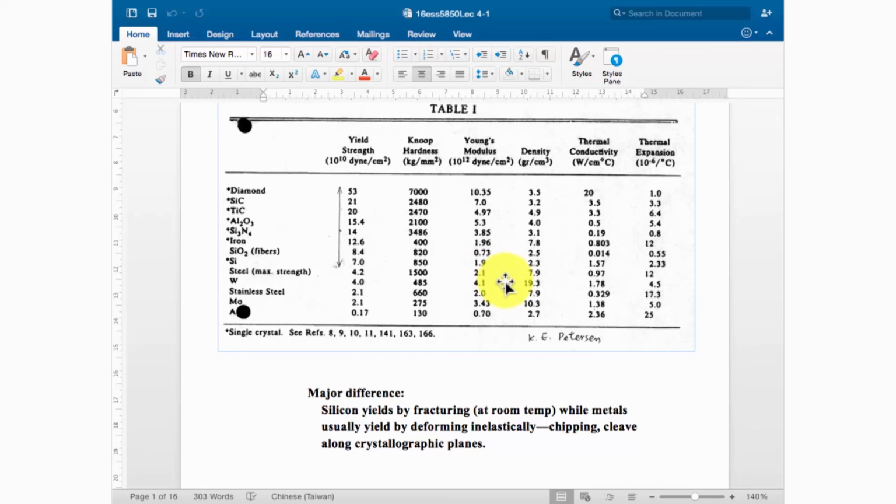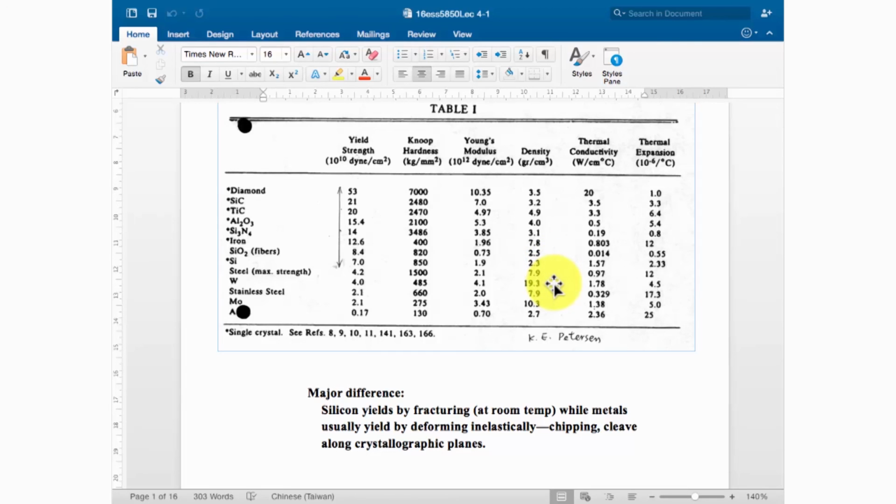Now we go on to the next property, the density. Silicon gives the density 2.3, but steel is pretty high, 7.9. That means silicon is a lighter material. Steel is about three times, 3-fold more dense than silicon.